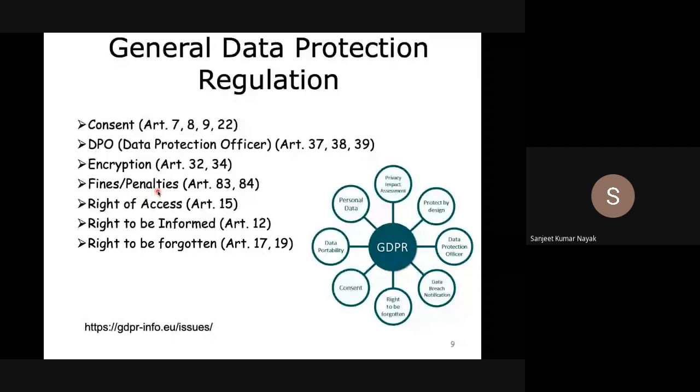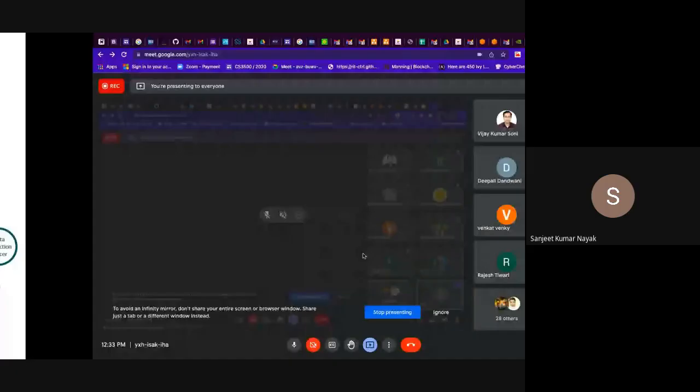Then these three are very important. What are they? Right of access, then right to be informed, then right to be forgotten.